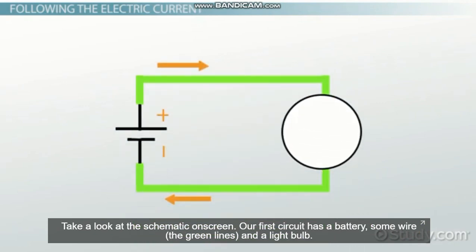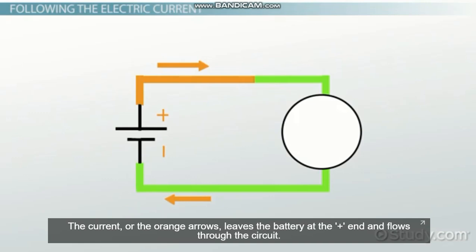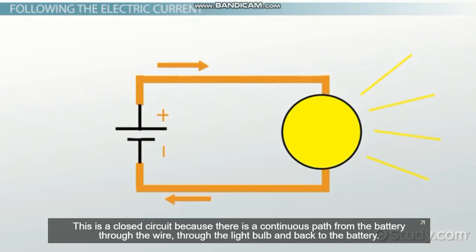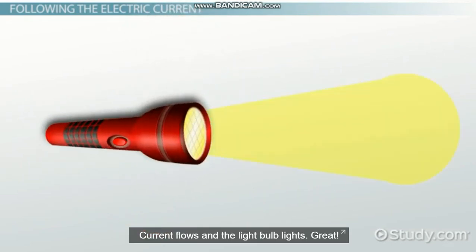Our first circuit has a battery, some wire, the green lines, and a light bulb. The current, or the orange arrows, leaves the battery at the positive end and flows through the circuit. This is a closed circuit because there is a continuous path from the battery through the wire, through the light bulb, and back to the battery. Current flows, and the light bulb lights.